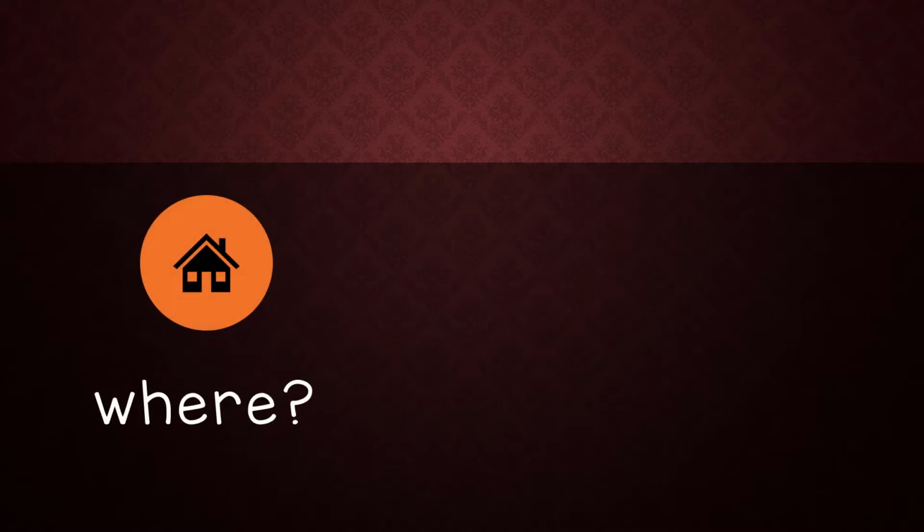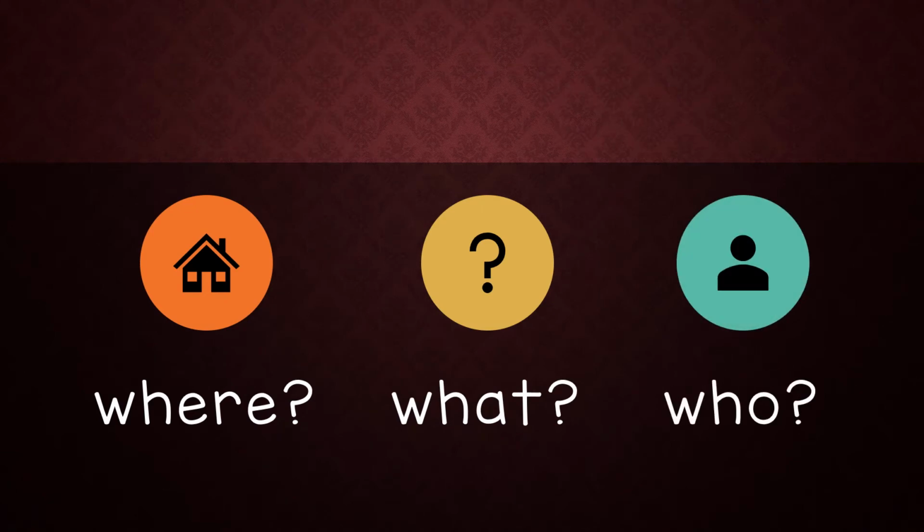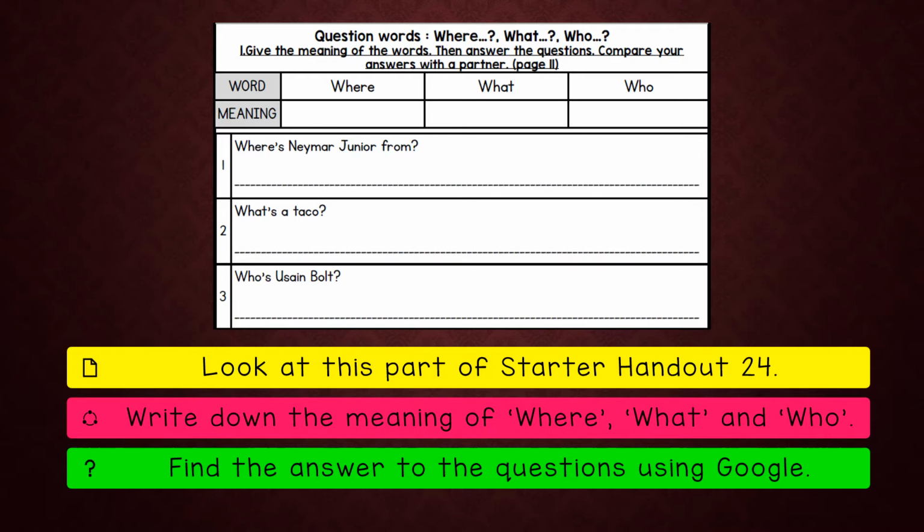The first part of today's lesson will be around these 3 things: where, what, and who. We are going to look at these 3 words and we are going to try to answer questions with these 3 words. Let us start with this part of Starter Handout 24. This is exercise 1. You are going to write down the meaning of where, what, and who over here. What are the meanings of the words?